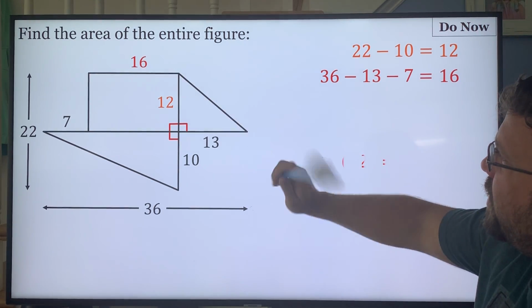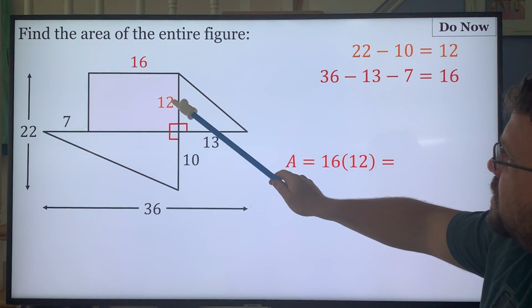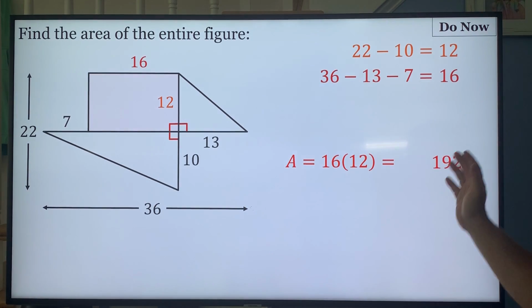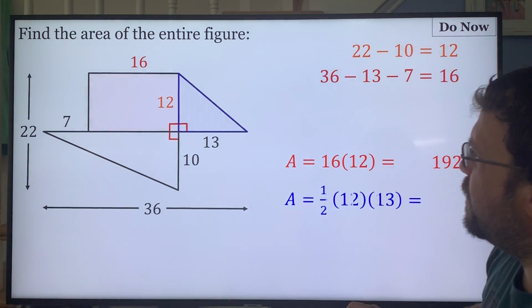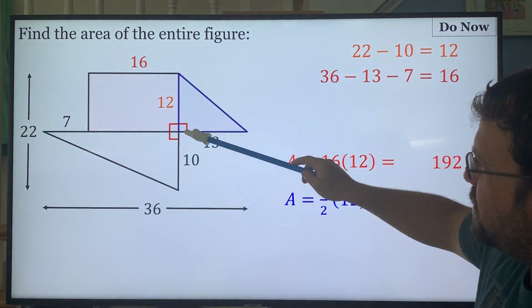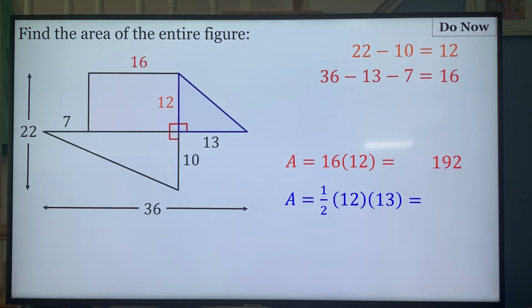So I'm going to find the area of the rectangle first. 16 times 20, length times width, is 192. Now, I'm going to find the area of this. 1/2 of base times height. Half of 12 times 13 is 6 times 13 is 78.